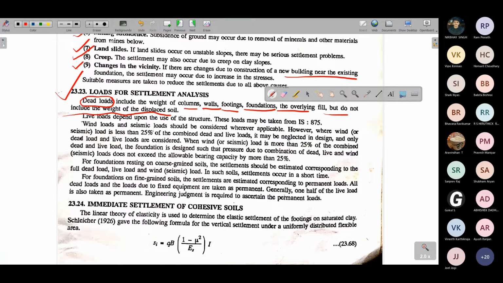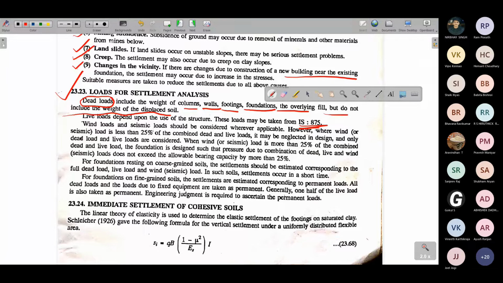What about the live load? These live loads are taken from the IS code, IS 875 has given the live load, depending on the structures. Wind loads and seismic loads should be considered wherever applicable, when you are taking a big building, high towers and all. However, where the wind or seismic load is less than 25% of the combined dead and live load, it may be neglected. That means when you combine dead and live load, if it is coming less than 25%, then we'll neglect it.